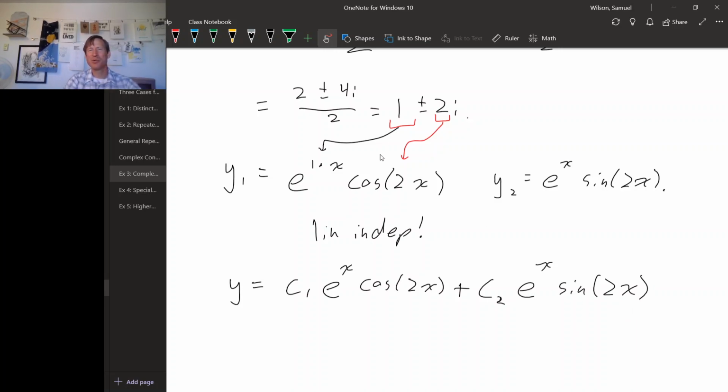So you can see that once you've done the hard work of interpreting what complex exponentials actually mean, once you have the complex conjugate roots, writing down the solutions to your differential equation is actually pretty straightforward. You just drop the real part in over here and the imaginary part inside your trig function there.